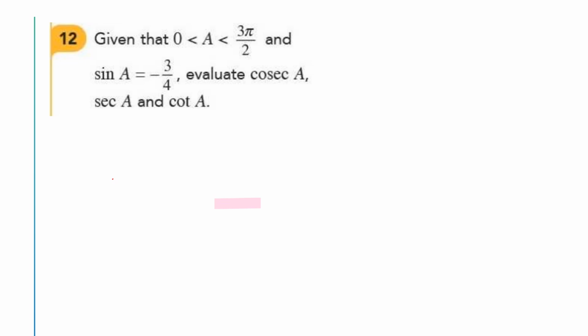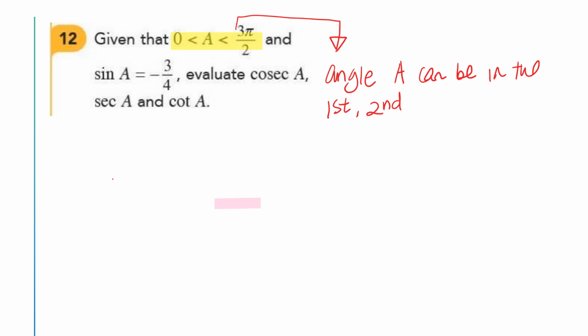Okay, so it's always a blessing if the angle A given is in the first quadrant. But if you look at question 12, right, yes, it's not going to be that easy anymore. Your A is between 0 and 3 pi over 2. So 3 pi over 2, if you convert it into degrees, it's 3 times 180 divided by 2, that is 270. That means your angle A can be in the first quadrant, or second quadrant, or third quadrant, because it's between 0 to 270.